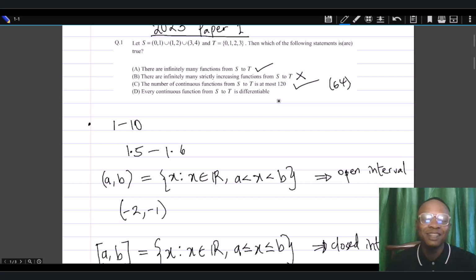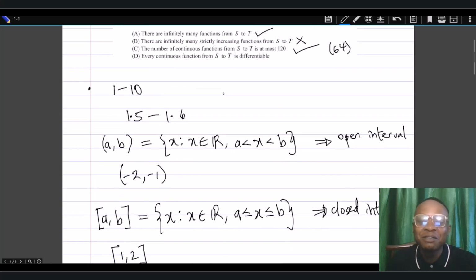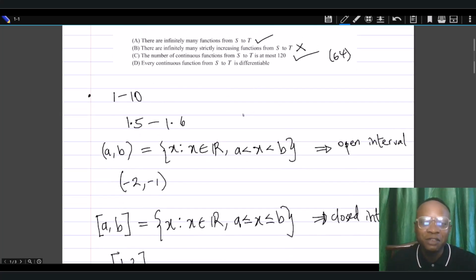Now, the last part. It says every continuous function from S to T is differentiable. What is meant by differentiability? So we should ask ourselves that now. What do we mean by the differentiability of a function? Again, I'll link a video or some videos to this so that you can have a more robust understanding of differentiability. But what do we really need to know here? Let's quickly discuss that so that we can answer the question.